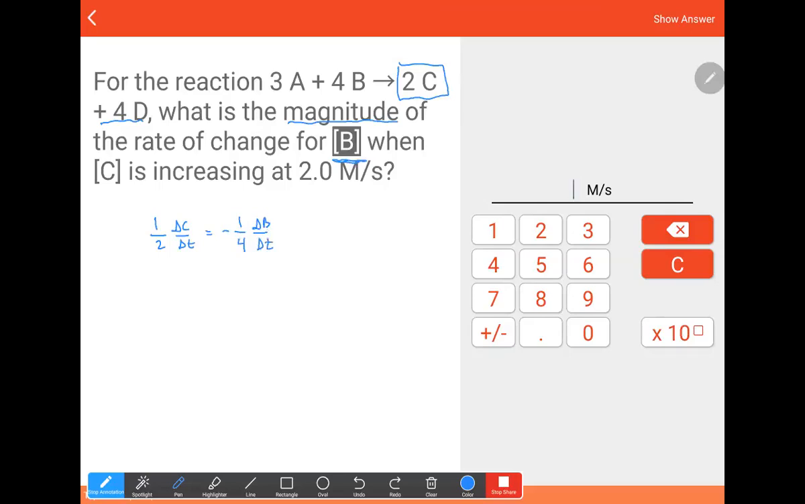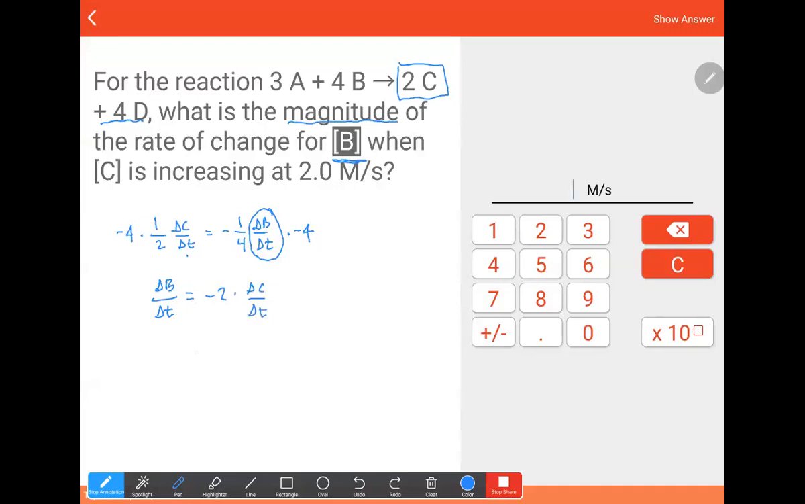So we would multiply. I put the negative here. This is asking for the absolute magnitude, so we don't necessarily need to deal with the negative, but I'm going to do it anyway. We want to solve for this number, which is in molarity per second. To solve for that, we need to get it by itself, so we're going to multiply both sides by -4. What we get is the change in B over change in T is equal to -2 times delta C over delta T.